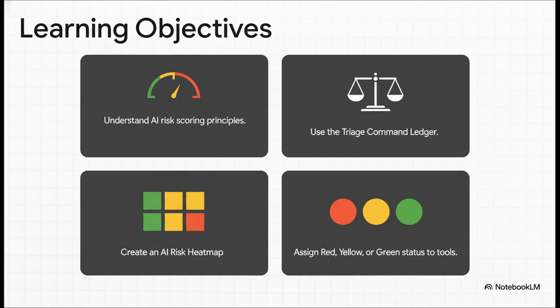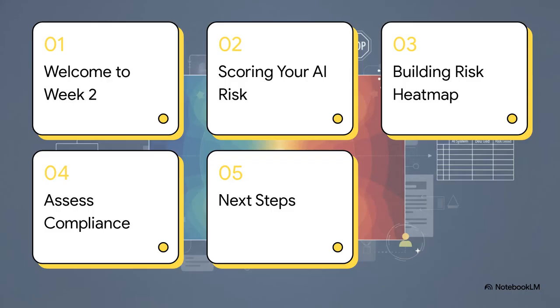Let's get started. Here's our roadmap for today. It's all designed to build your skills one step at a time. We'll start by connecting back to last week's inventory. From there, we'll dive into the mechanics of risk scoring, then we'll apply that knowledge to build the actual risk heat map. Finally, we'll talk about what this all means for your compliance posture and lay out your next steps.